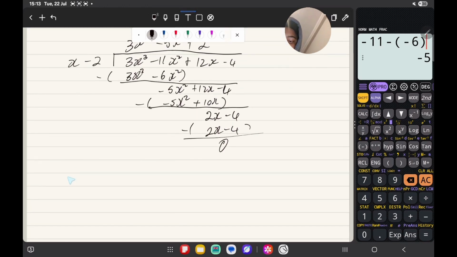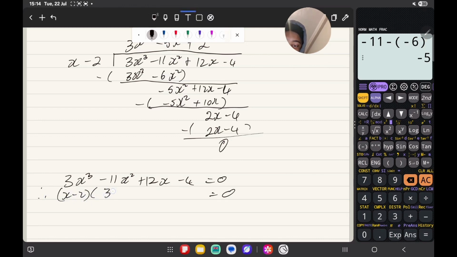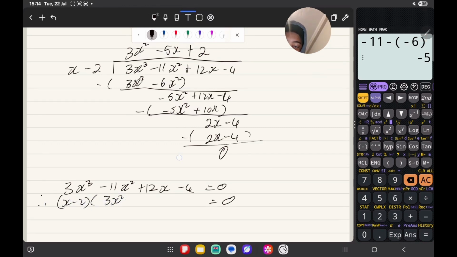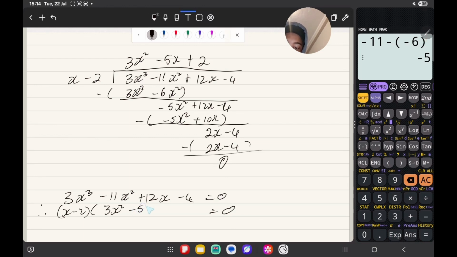You then say 3x cubed minus 11x squared plus 12x minus 4 equals 0. Then you say, therefore you have x minus 2, you have 3x squared minus 5x plus 2, right?